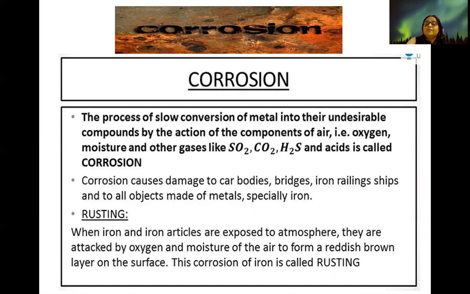So how to prevent our objects from getting rusted? What are the things you are already aware of? You have generally seen that we paint such articles, our objects which are made up of metal, so that they do not come in contact with the moist air. So there is a layer. The paint makes a layer between the object, the metal, and the moist air, which helps to prevent the object from getting rusted.